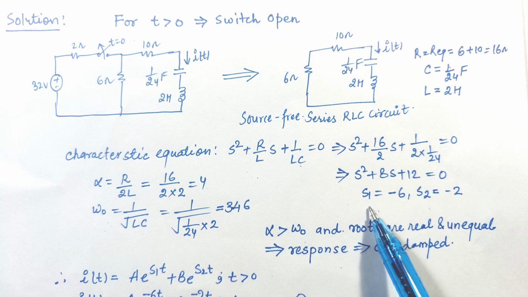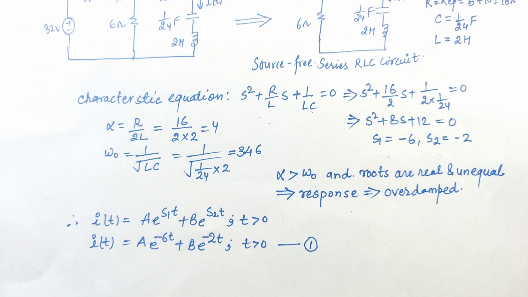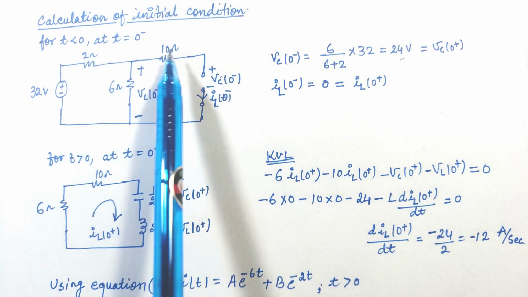Now we have calculated the roots s1 and s2 as -6 and -2. So put these values here and this equation will be like this. Assume it is equation number 1. After this, we will calculate the values of variables A and B. For this, we will use the initial conditions of the circuit.